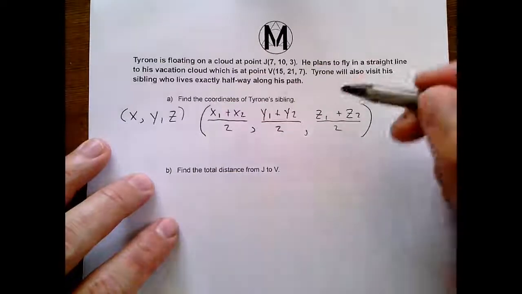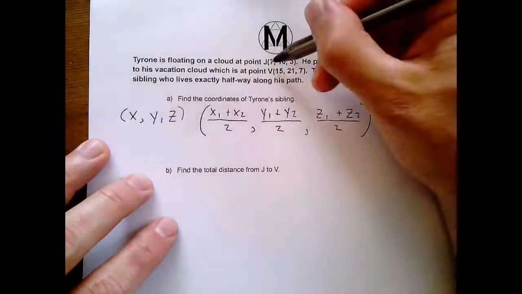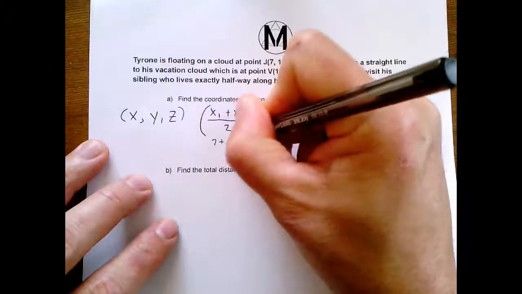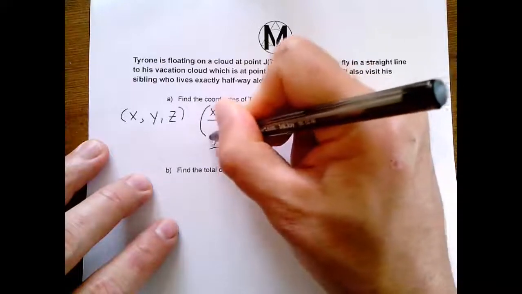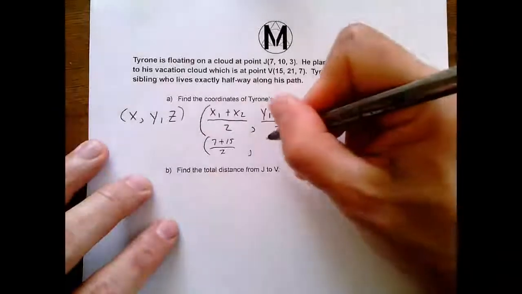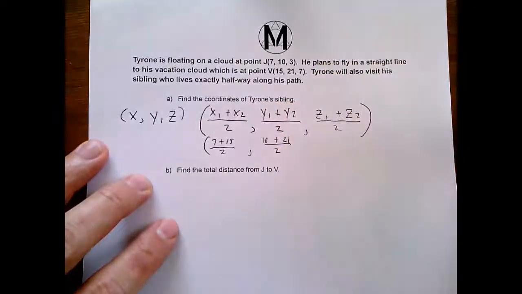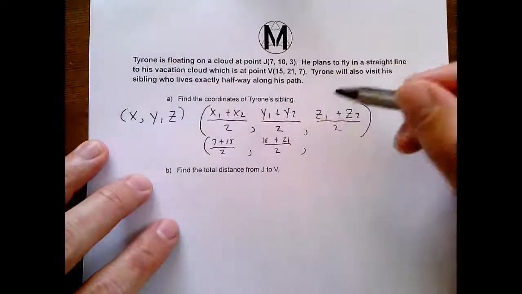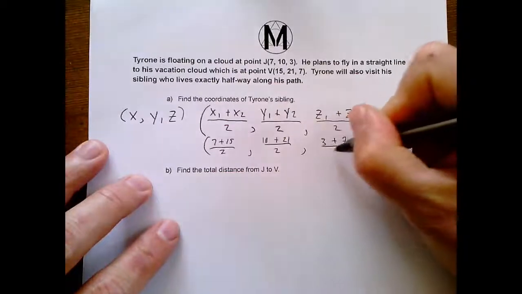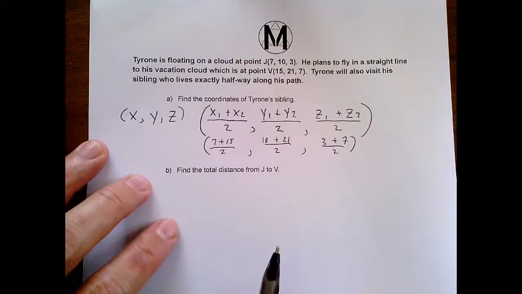Okay? So my x values are 7 and 15, right here. So it's just like saying 7 plus 15 divided by 2. Okay, that would be the x coordinate. My y values are 10 and 21. So it's like saying 10 plus 21 divided by 2. Okay? And then my z's are 3 and 7. So it's like saying 3 plus 7 divided by 2. And I think this math we could probably do in our heads. But if not, we have our handy dandy calculator.